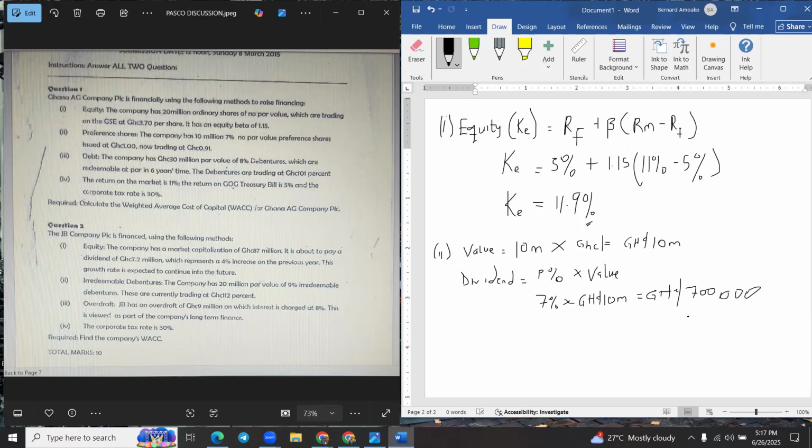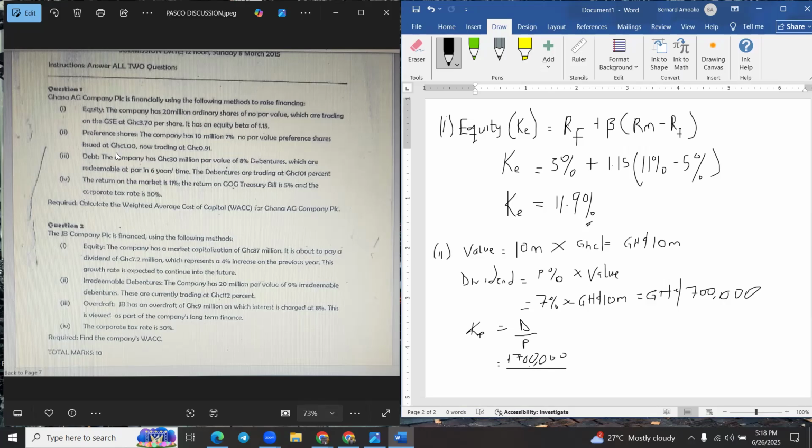7,700,000. I use my keyboard, so it wouldn't be as accurate as using a touch screen. Okay, so having solved for the dividend, the formula for finding the KP is dividend over the market price of the preference share. So here we said our dividend is 700,000 cedis. If that is the case, we are dividing this by the market value.